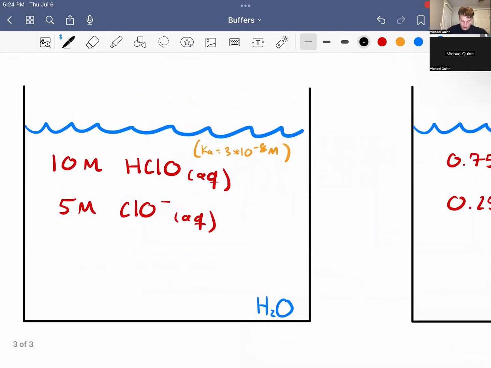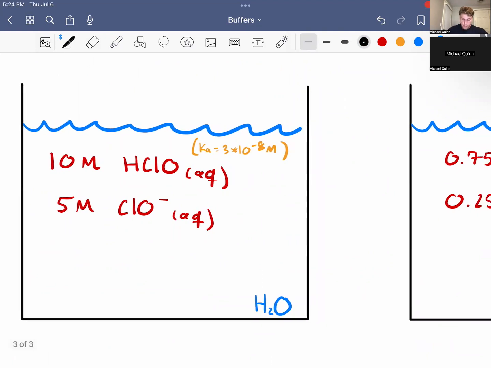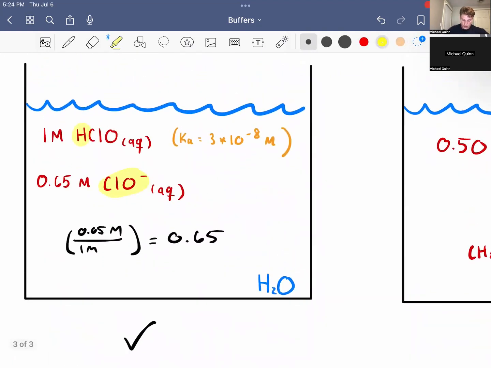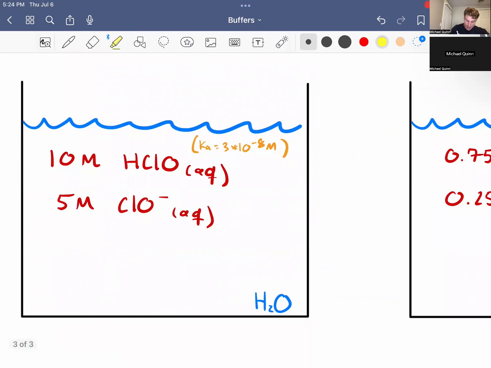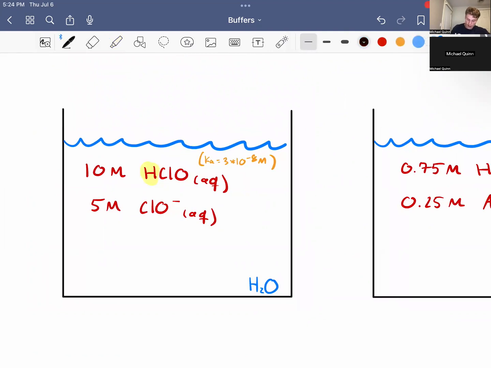Looking ahead, we have 10 molar of HClO and 5 molar of ClO minus. So we saw in the first beaker that HClO was a weak acid, and we have its conjugate base. So that requirement is met. We have a ratio of 5 over 10, which is 0.5, which falls in the range between 0.1 and 10.